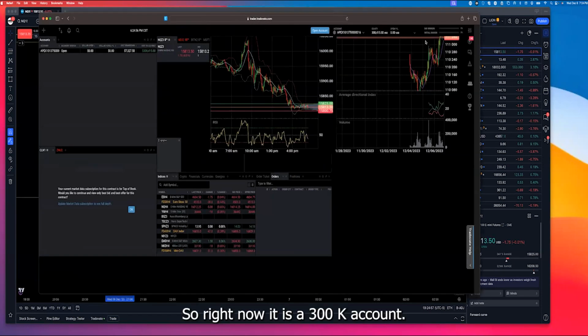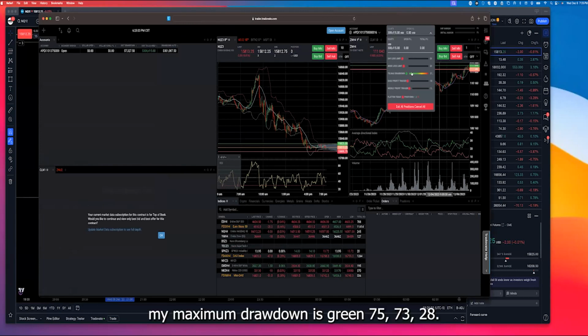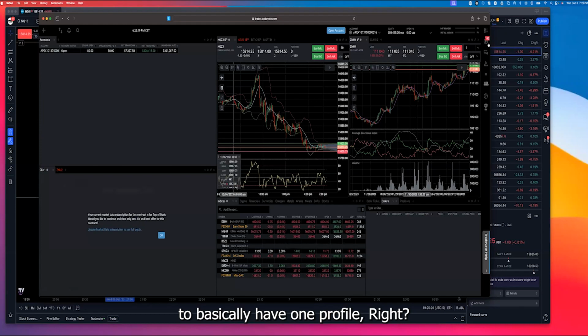So right now it's a 300K account. I got it up to 8,000. My maximum drawdown is green, 73.28, right? So I'm still good when it comes to my trailing stop loss. Now here is where I'm able to link them, right? So there's actually a software tool that I'll show you guys on how you're able to basically have one profile, right?